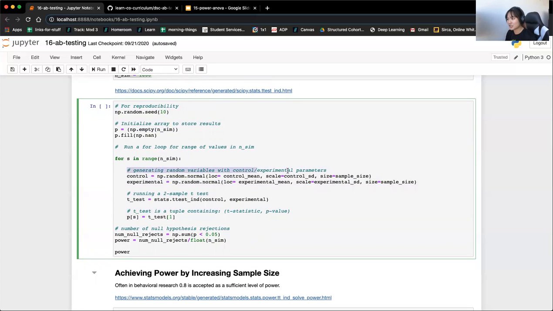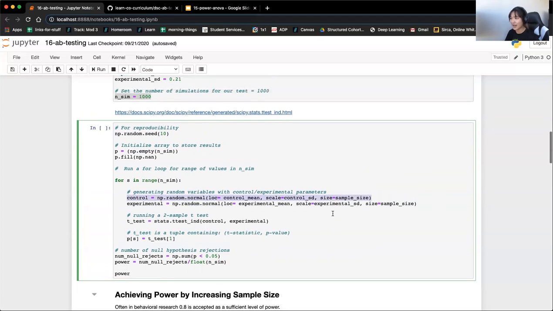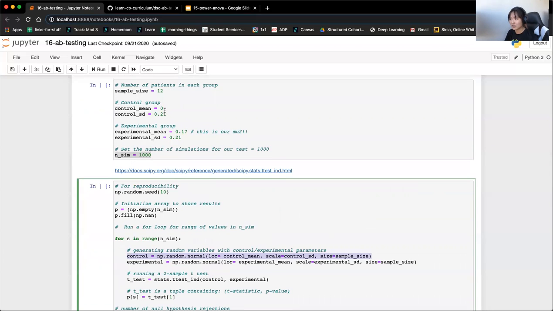So what we're doing here is we're generating our random samples. This numpy.random.normal line picks numbers from a normal distribution with the parameters of your mean and standard deviation defined here. So in the control group, it's going to make a normal distribution that has a mean of 0, standard deviation of 0.21, and pick 12 numbers out of that based on the probabilities of a normal distribution.